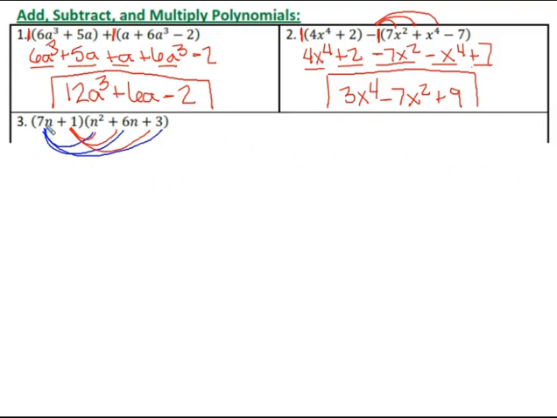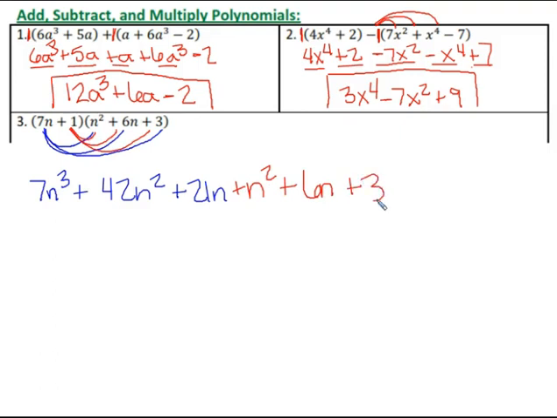So if we check it out, we have 7n times n squared, which is 7n to the 3rd, and then 7n times 6n is 42n squared, and then 7n times 3, we get 21n. So that's our first distribution, but then we have to distribute in a 1, so I'm left with n squared plus 6n plus 3. So now that all of our parentheses are gone, let's combine some like terms.